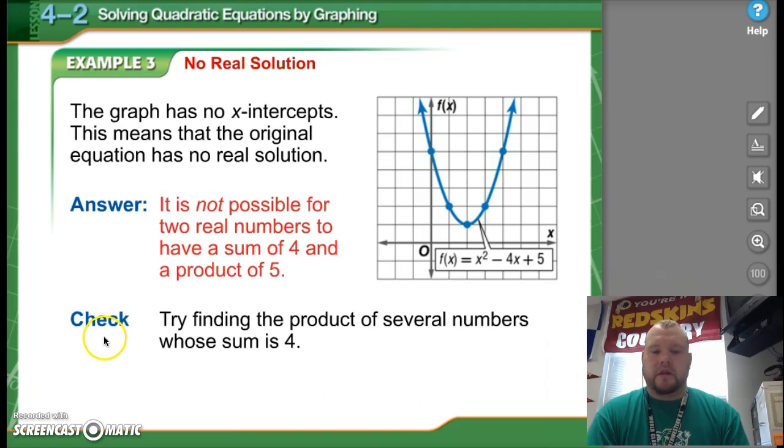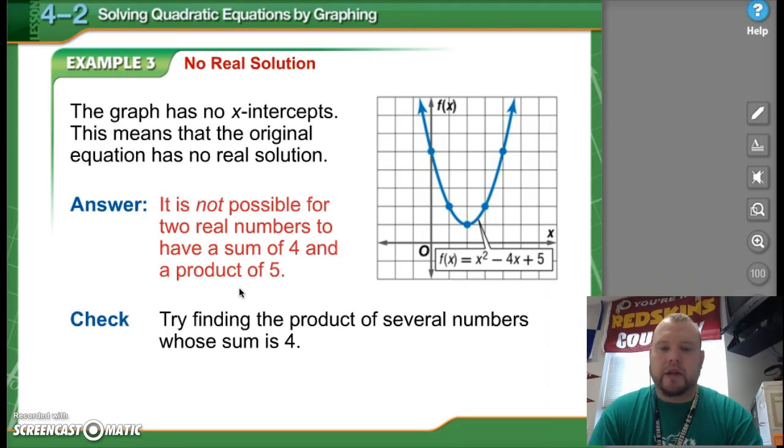In order to check this, what you would try to do is find the products of several numbers whose sum is 4. So we were looking for numbers that had a product of 5. If you think about ways that you can multiply two numbers together and get 5, the only thing I can think of are 1 and 5. And 1 times 5 is 5, but 1 plus 5 is 6. It doesn't have a sum of 4.